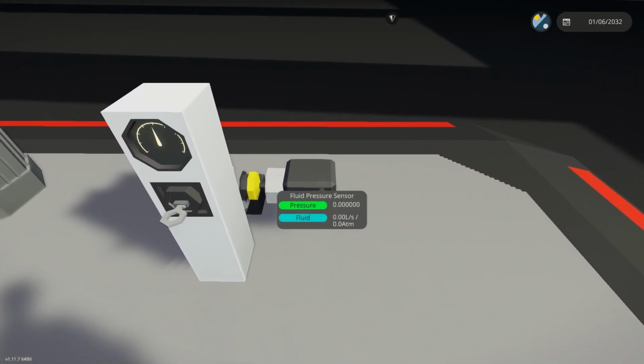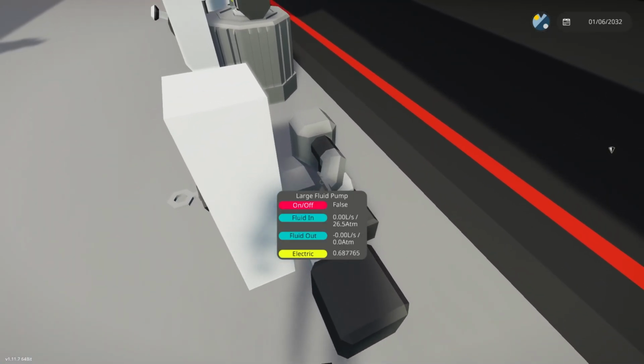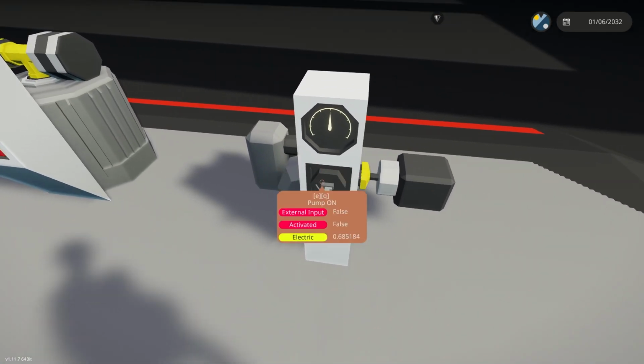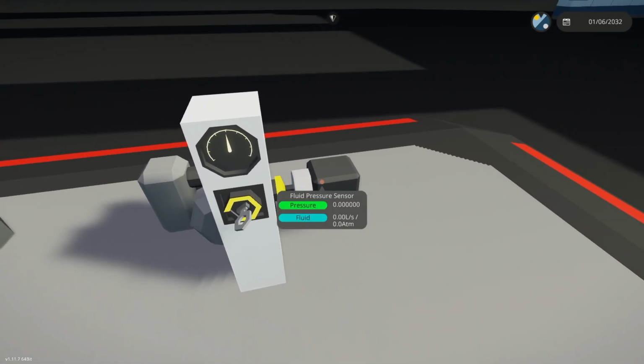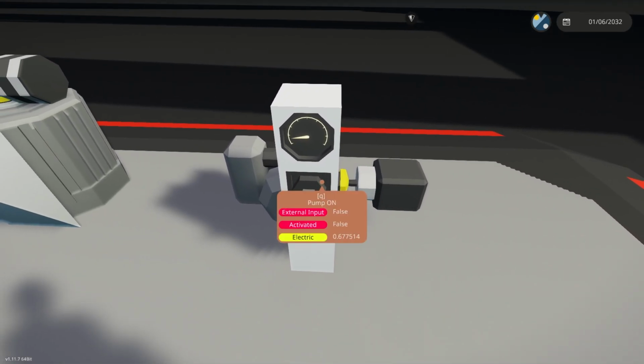And then next we have a fluid pressure sensor. I just have a small tank of diesel right here with a pump, and it's reading 0 pressure right now. So we'll pump into that pressure sensor, and you can see it went way up to 47.